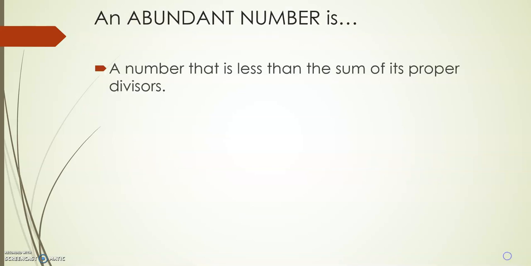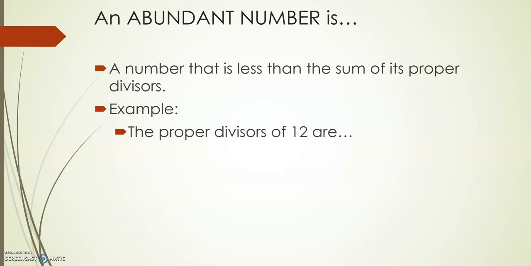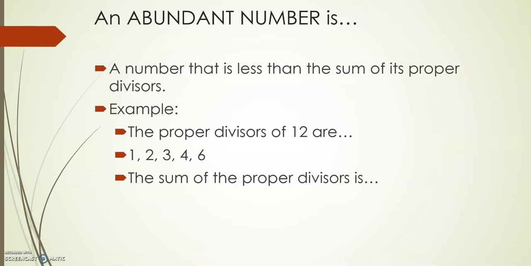An abundant number is a number that is less than the sum of its proper divisors. The proper divisors of 12 are 1, 2, 3, 4, and 6. The sum of the proper divisors is 16. 12 is an abundant number. 12 is less than 16, the sum of its proper divisors.